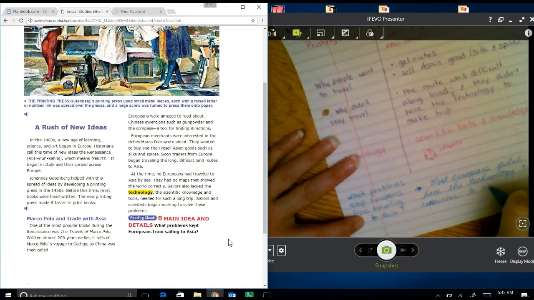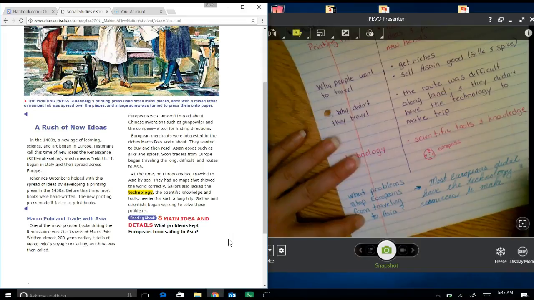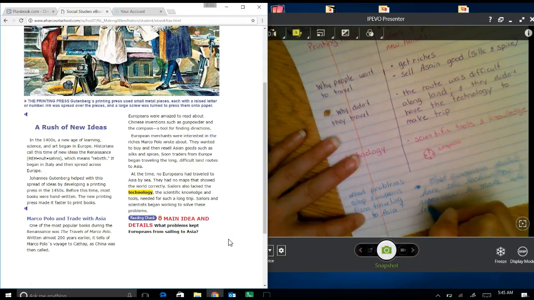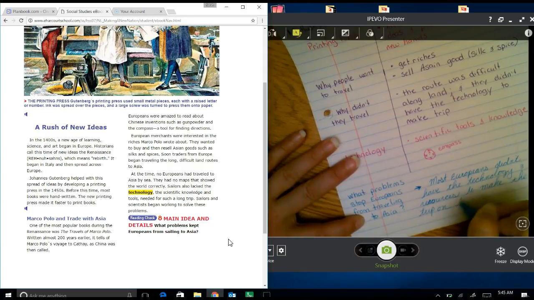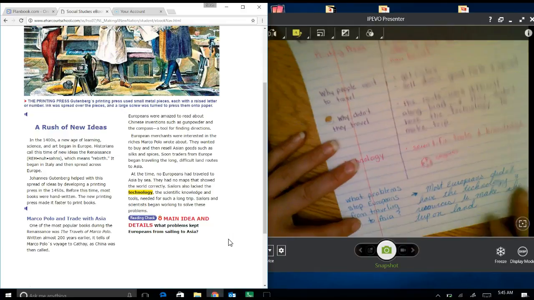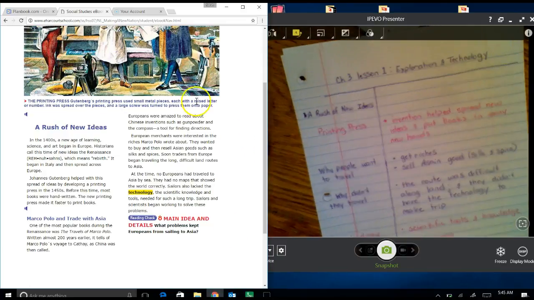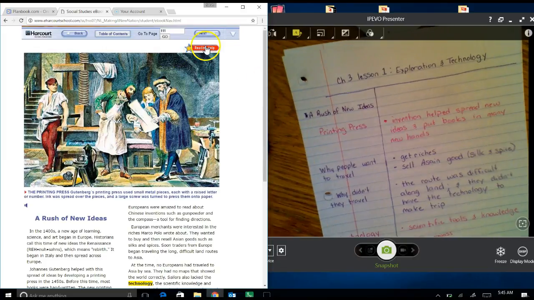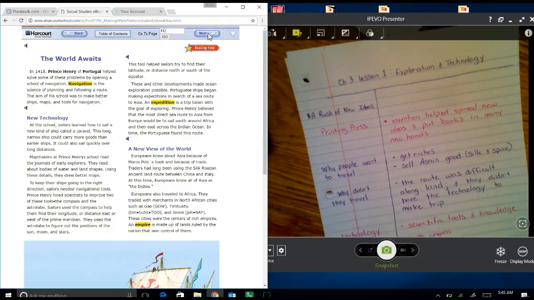To make the trip on land. Okay, plain and simple. Now, we're going to go ahead and work on one more section of the book, just to get a little bit more practice before I have you move on your own.